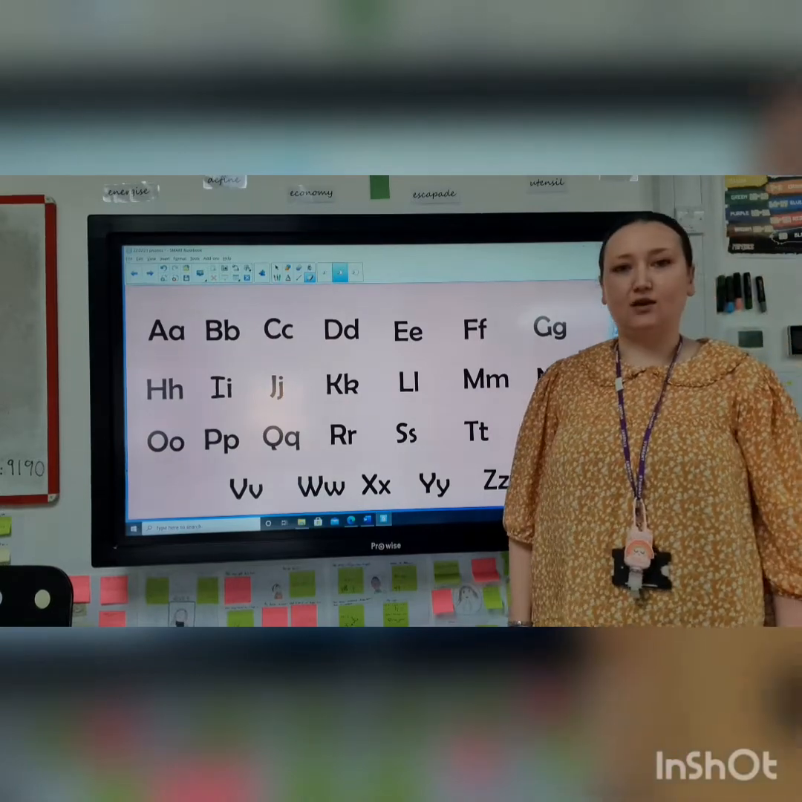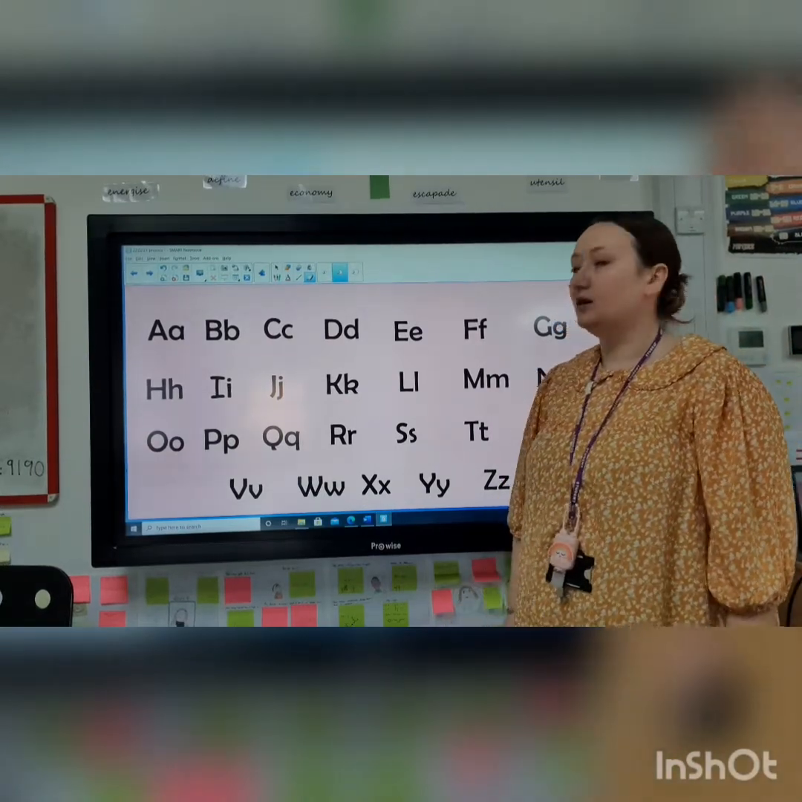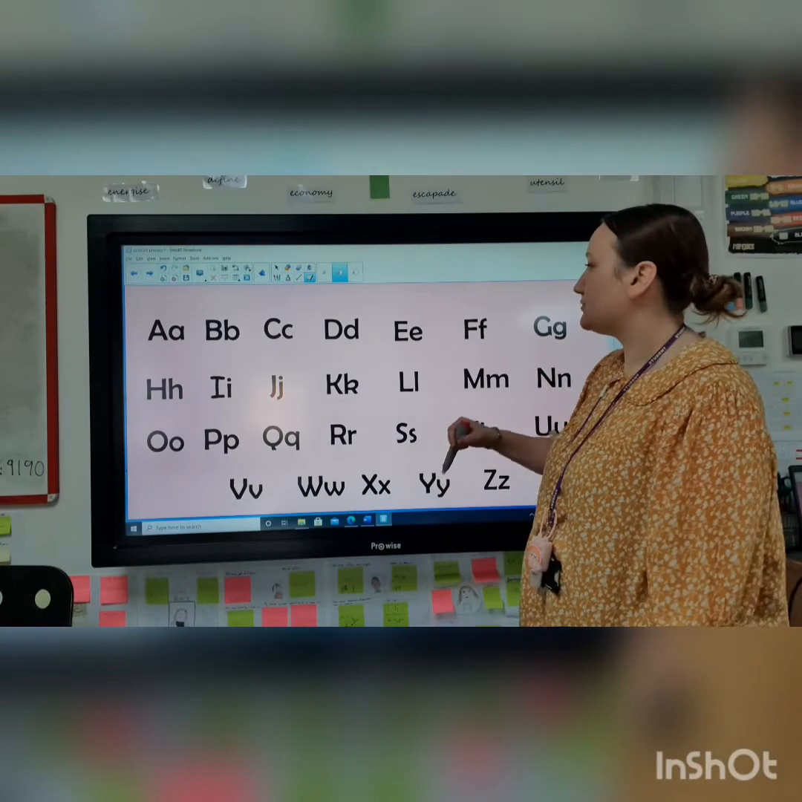So now we're going to practice our ABC song, our alphabet song, so that we can learn the letter names as well as the sounds.